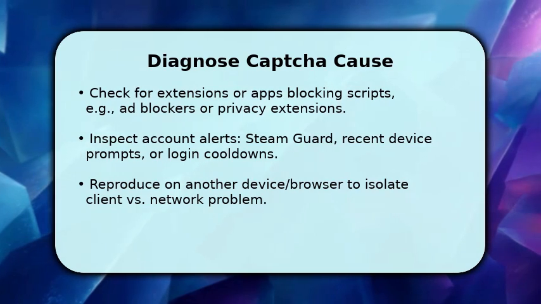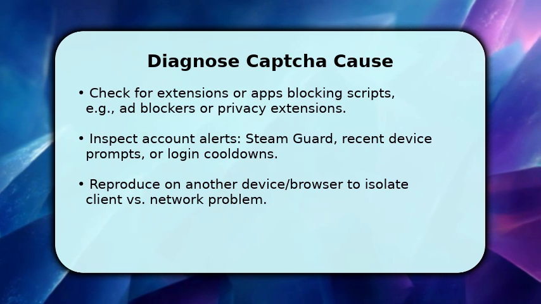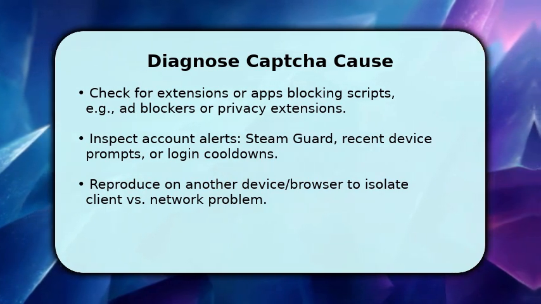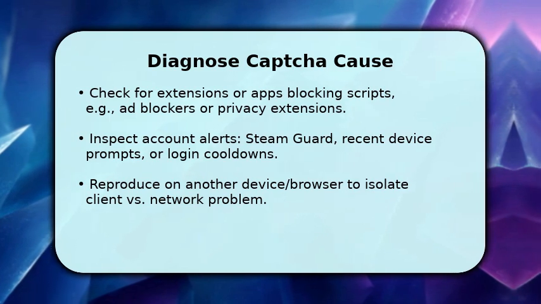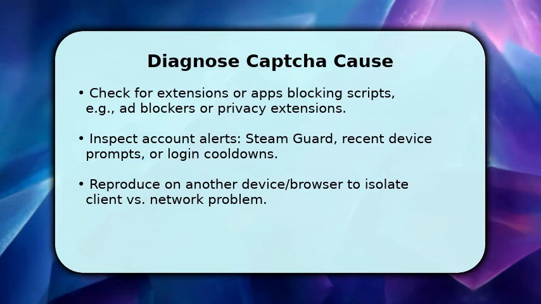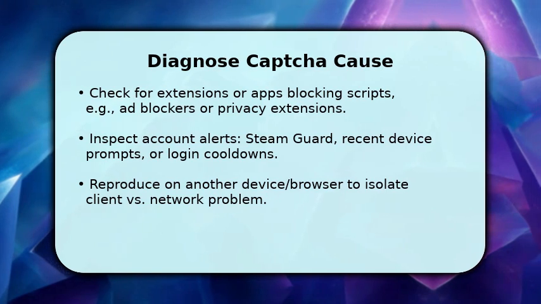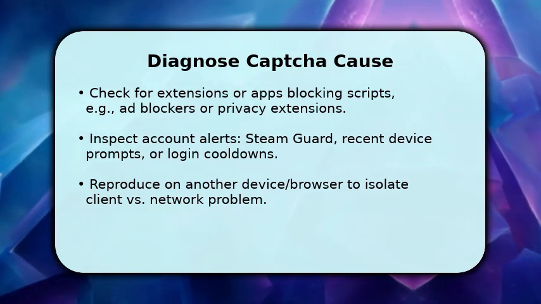Once done with basic resets, you diagnose deeper causes by isolating variables. Disable browser extensions and privacy tools that block scripts, because Captchas rely on them to load and validate, then try again. Next, review Steam Guard and any pending device approvals, since verification blocks can trigger repeated Captchas.